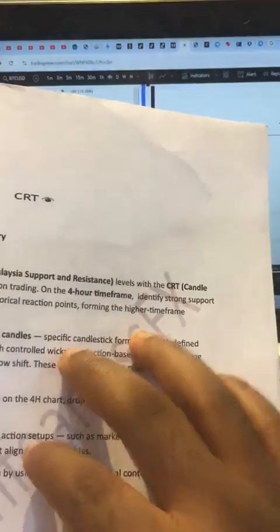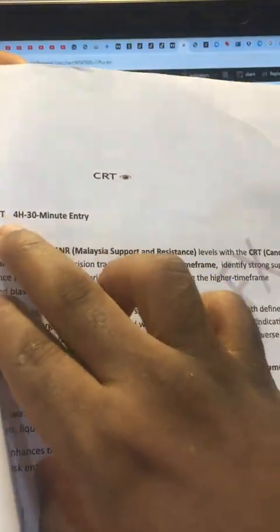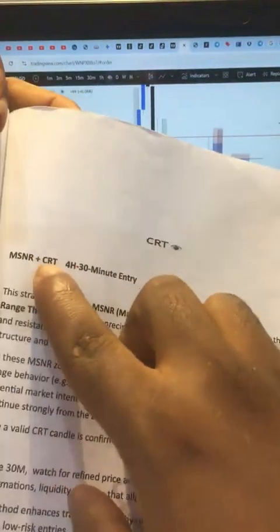So right now I'll be talking more on page 14 and on page 29. Page 29 is the CRT model, the Malaysian support and resistance plus CRT. I'll talk about that, and also the entry on page 14. This manual is an entry-based manual, and that is how I combine the two.